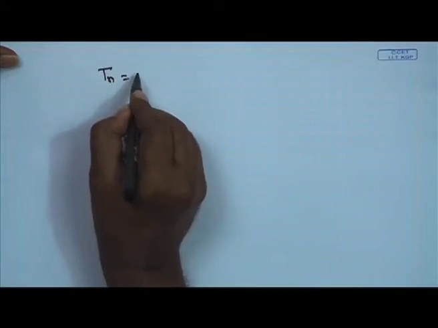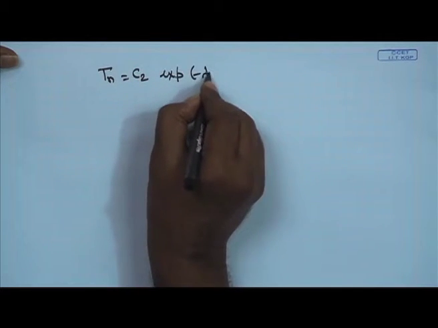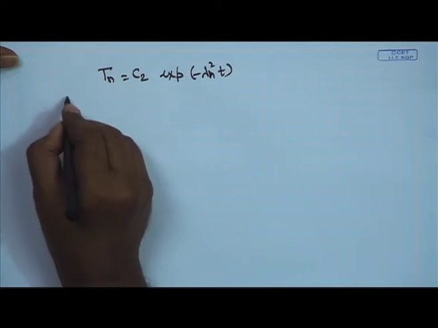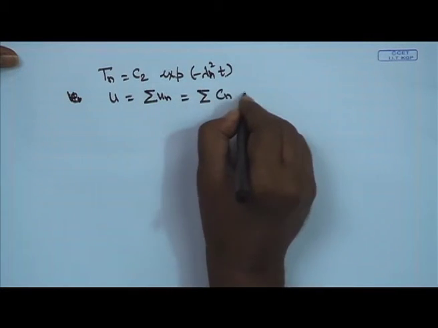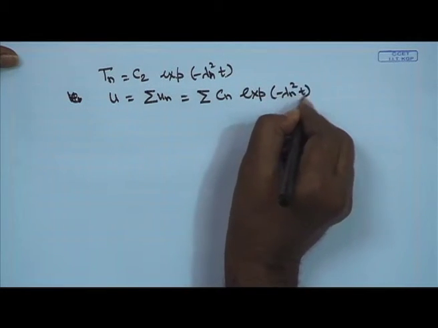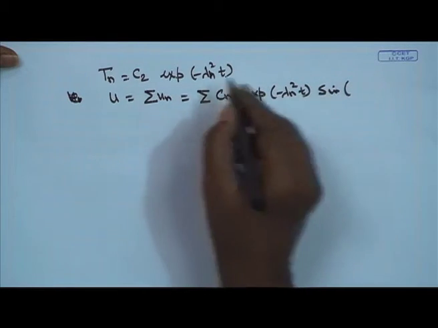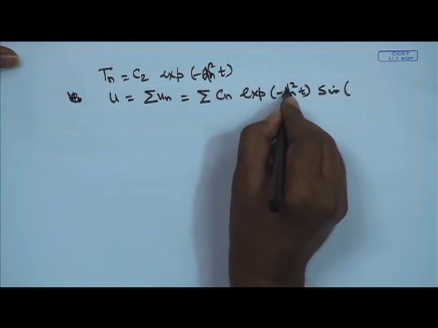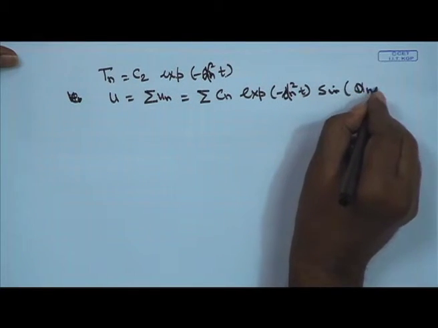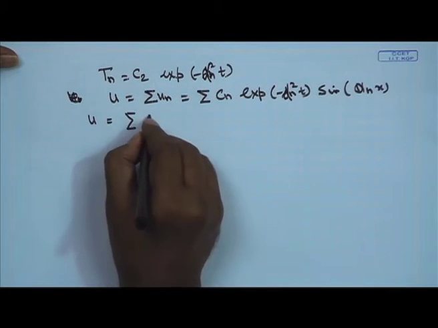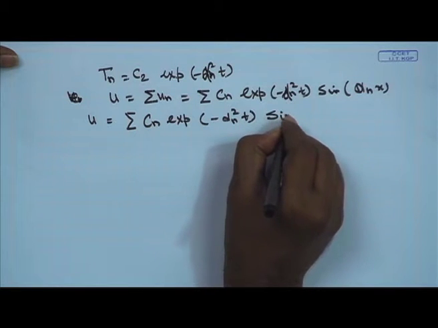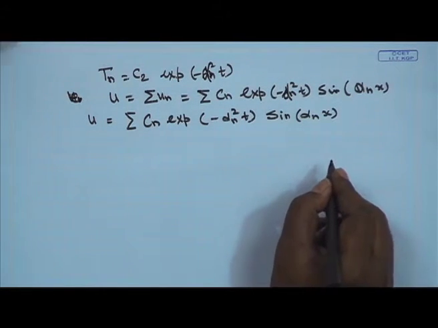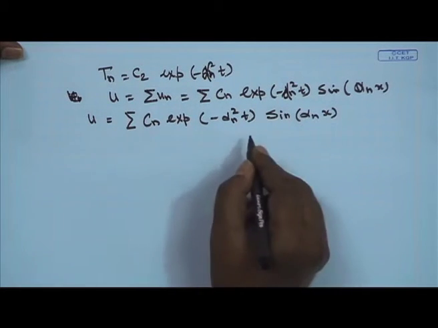Now, the time varying part, as we have seen earlier, remains the same. The time varying part will be Tn equal to C2 exponential minus lambda n squared t, and we can get the complete solution as u equal to the summation of un, equal to the summation of Cn exponential minus lambda n squared t sine... Okay, this will not be lambda, it will be alpha n squared t, sine alpha n x. So let us write it in a clean neat form: u equals summation of Cn exponential minus alpha n squared t sine alpha n x.